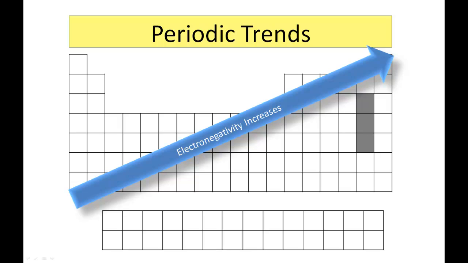If I were to compare these three elements and wanted to know which one has the highest electronegativity, it would be the top one. If I were to compare these three elements and know which one has the greater electronegativity, it would be the right one.